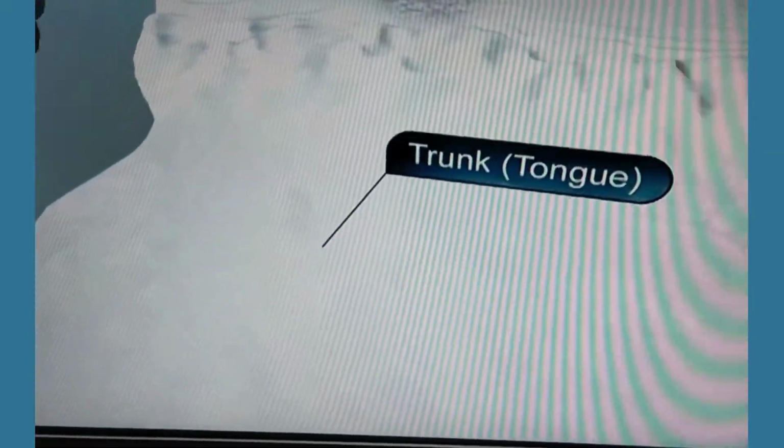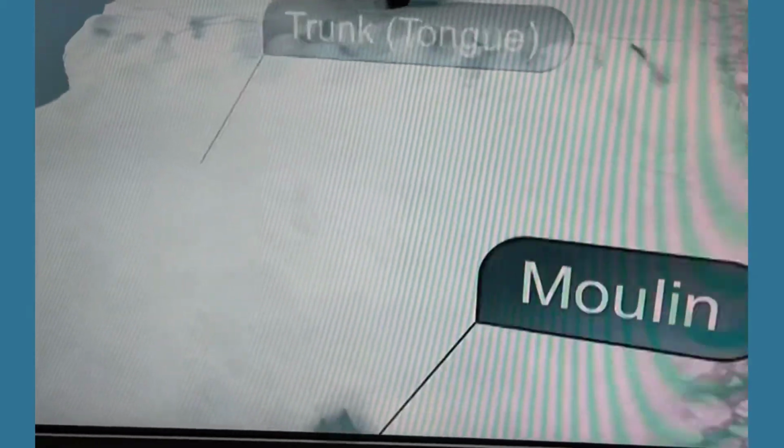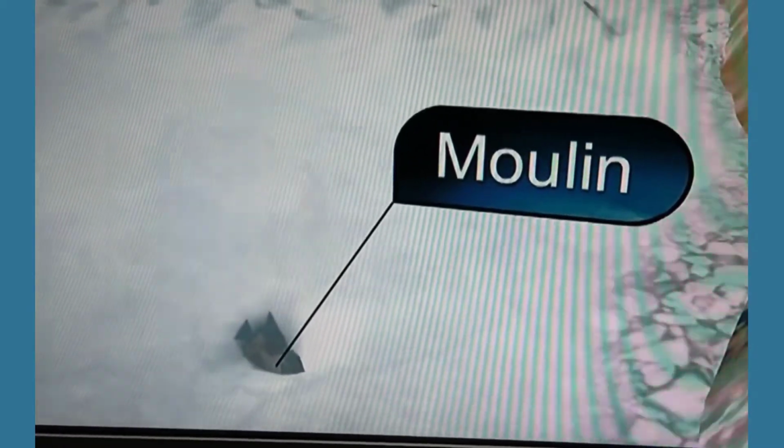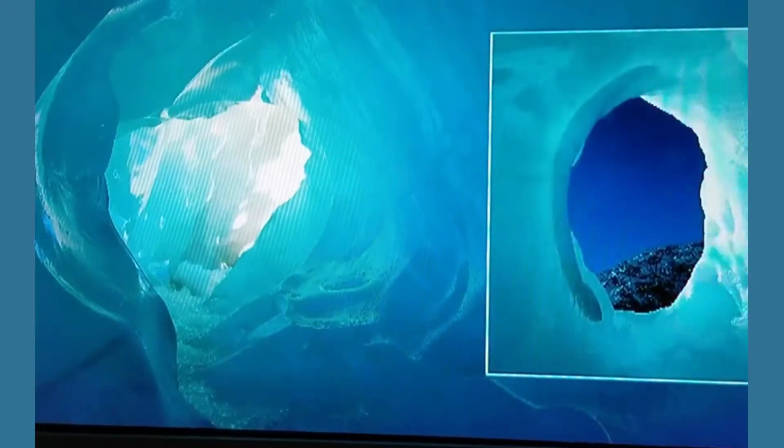On the surface of the glacier, meltwater, known as superglacial streams, seeks out chasms or moulins, where the water is carried into a network of chambers at the base of the glacier.